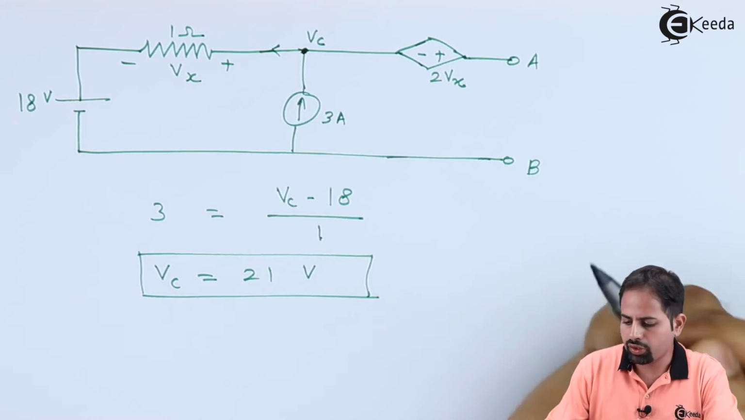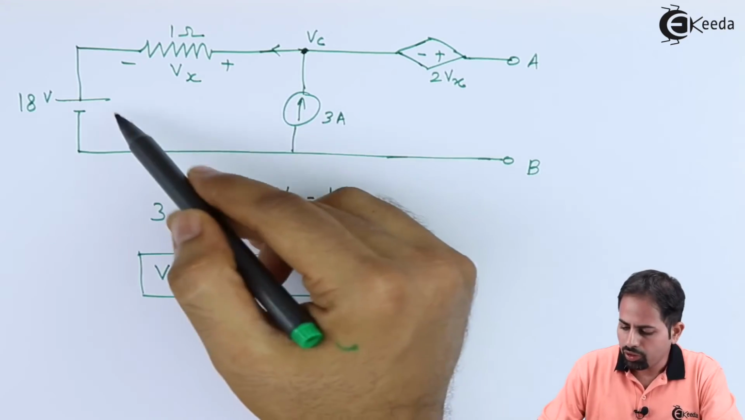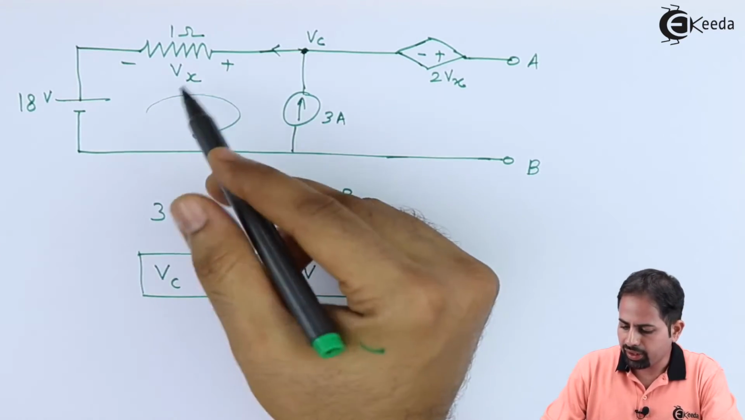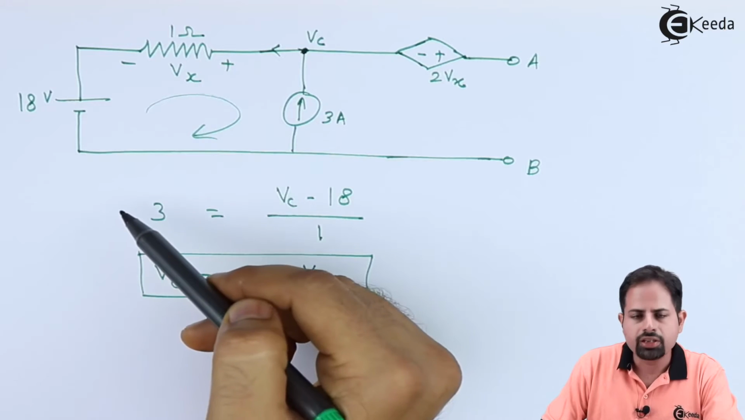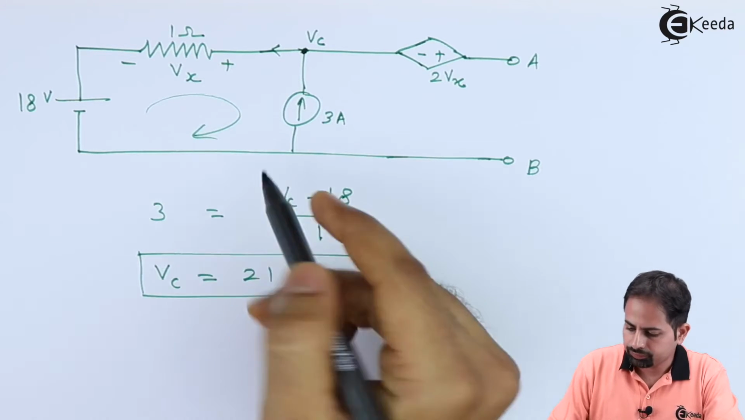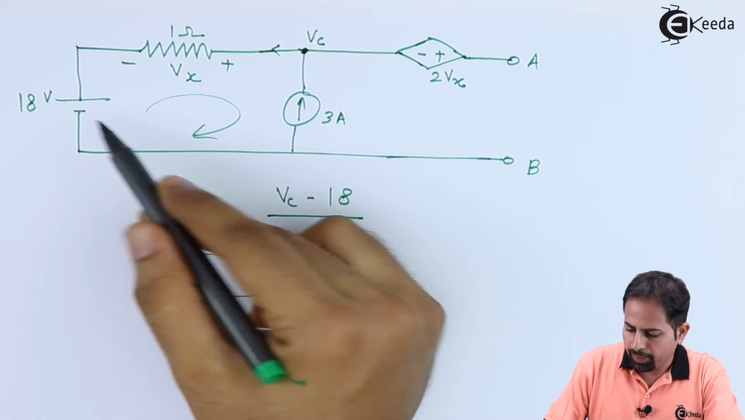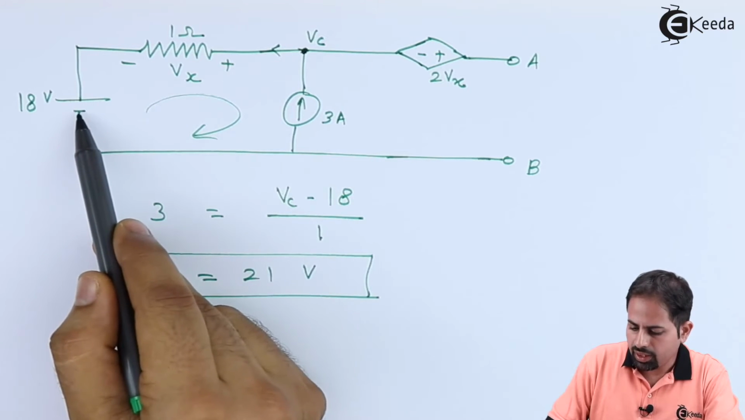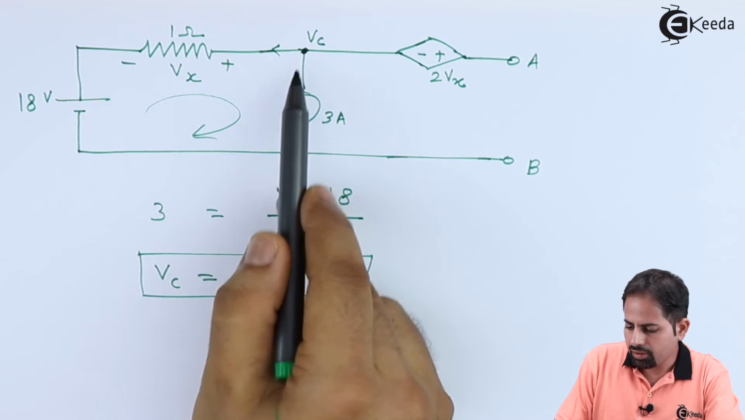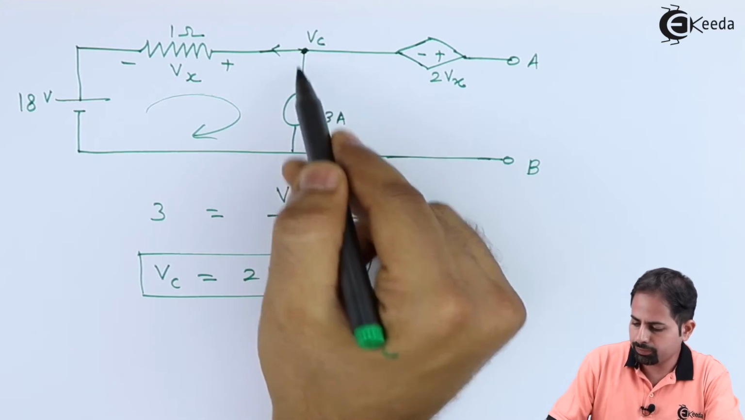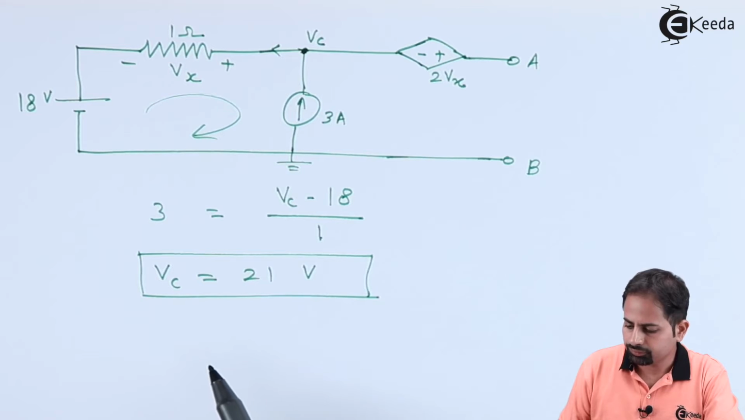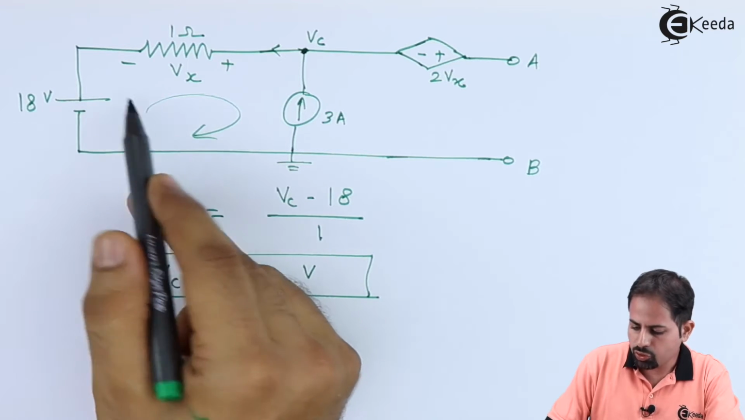So you got this node voltage. Now what we can do, we can apply KVL here for this loop. And when I apply KVL, I have this voltage Vx, which will be required to me, and I can calculate this voltage. So if I apply KVL here, what I will get is 18, then plus Vx, and then minus Vc, because this is plus, there is a grounded node here. So this is plus minus.